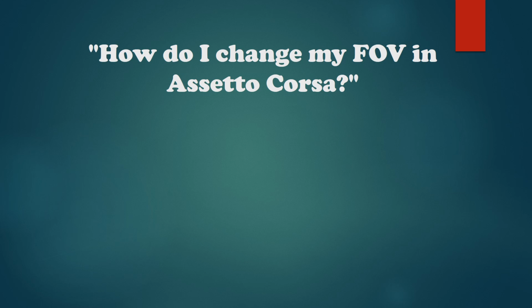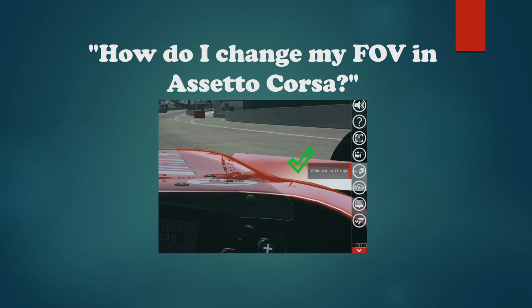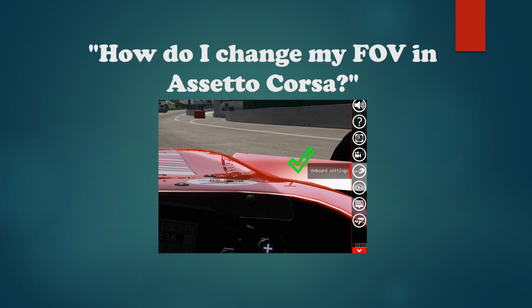So how do you go about changing your field of view in Assetto Corsa? First and foremost, what you want to do is open onboard settings. It's that little racing helmet with a cone in front of it, indicating field of vision.